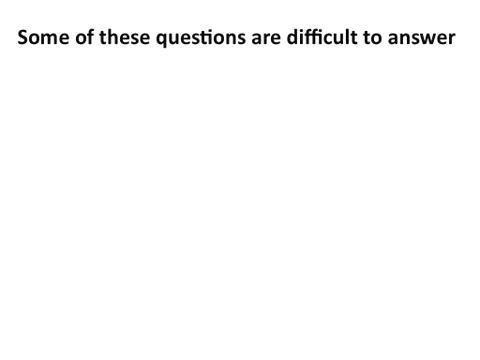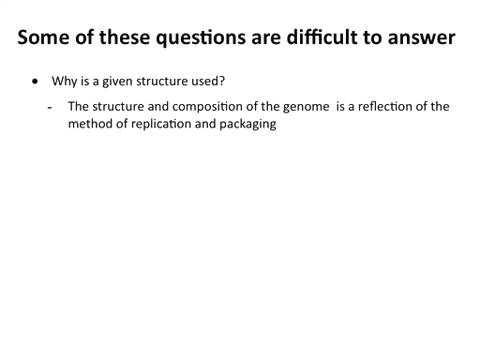So I'm going to just go through some of these issues, but I'm not going to have any answers for you. And maybe at the end of the course you'll have some ideas. Why is a given structure used? Why is it good for that particular virus? The structure of the genome is a reflection of how the virus replicates and how it packages the nucleic acid, and you'll see some examples of that. So particular structures at the ends of RNAs or DNAs are important for packaging, so that's why they evolved, but they're not present in all viruses. So we don't really know what the selective advantage is in most cases.